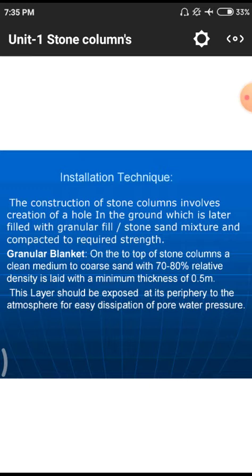We need to use 70 to 80% relative density, with a minimum thickness of 0.5 meters. That means 1.5 to 2 feet. We need to maintain this granular blanket with coarser particle sizes.